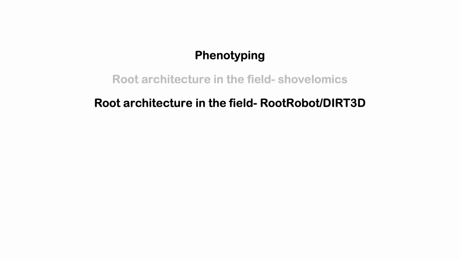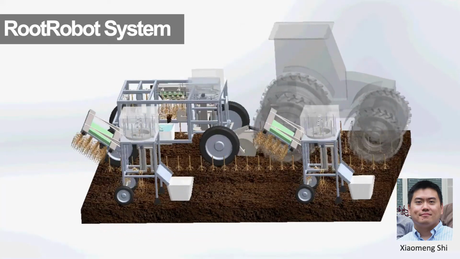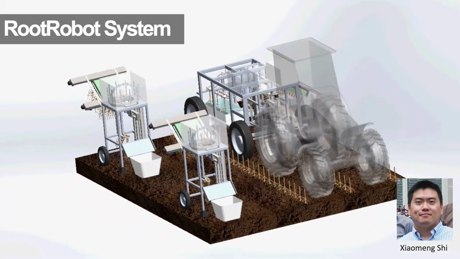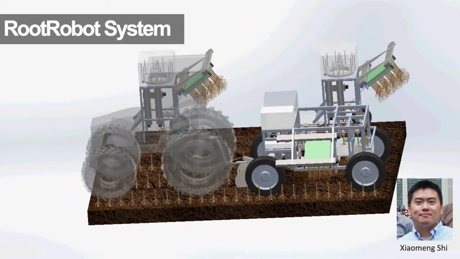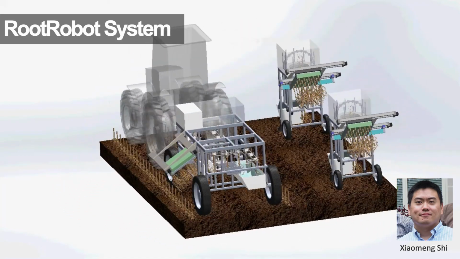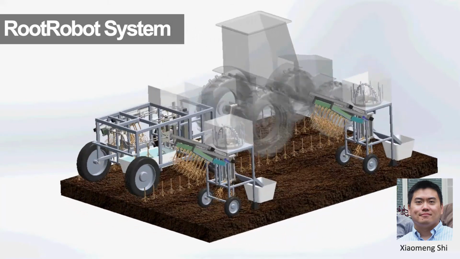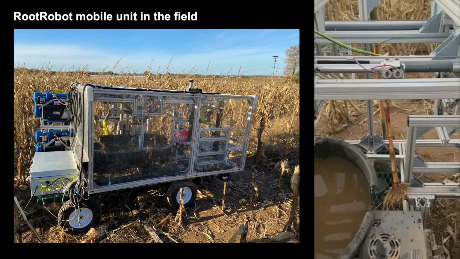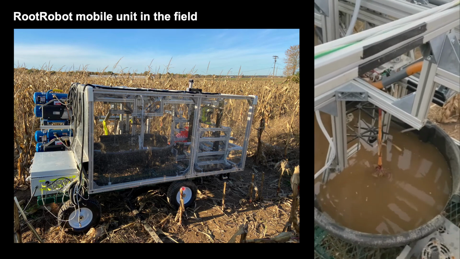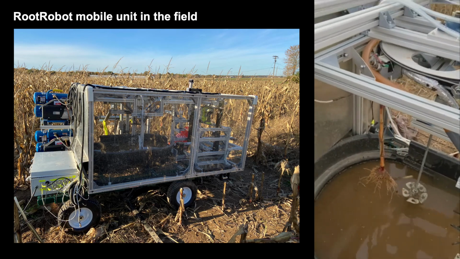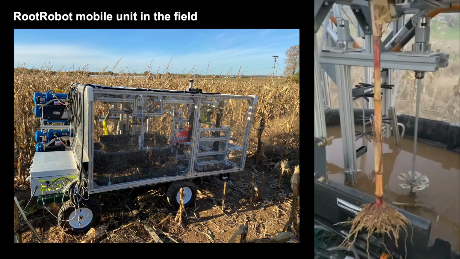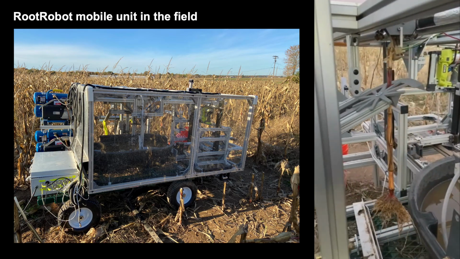We are developing a next generation platform called Root Robot DIRT 3D. Root Robot is led by Xiaomeng Shi. This is a tractor-drawn robot that lifts, slices, and cleans maize root crowns without human assistance. Here's the mobile unit prototype in the field last year. The video shows a crown being processed and deposited in a tray for delivery to the imaging unit.